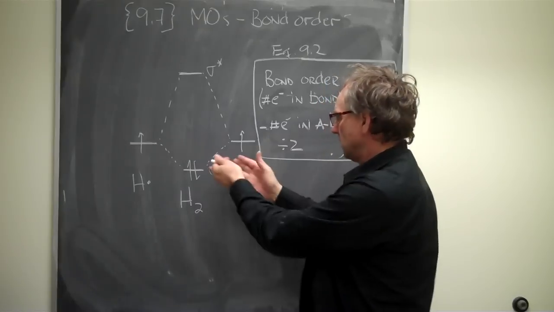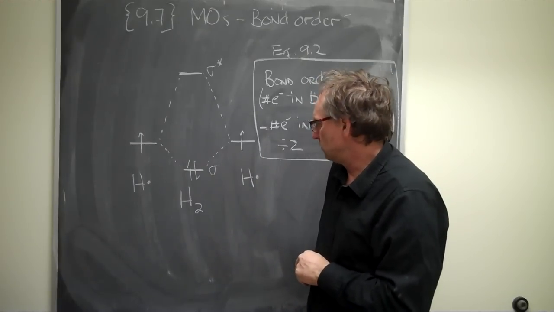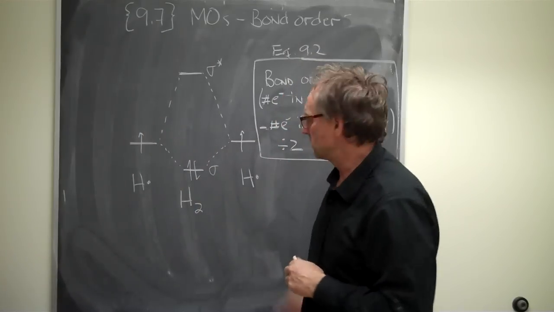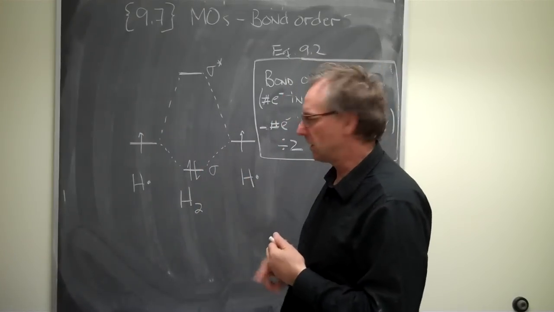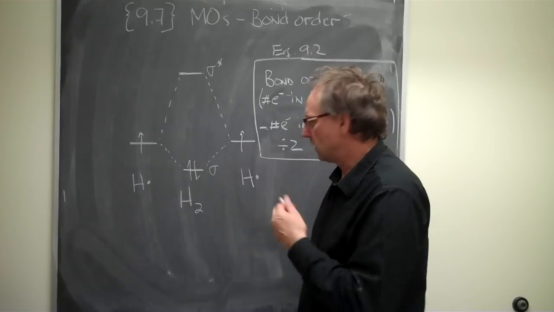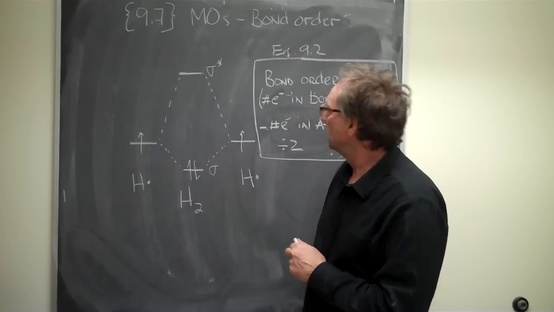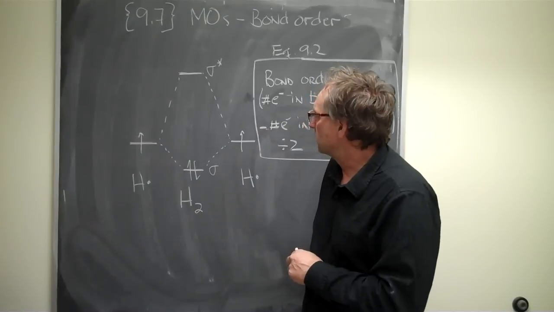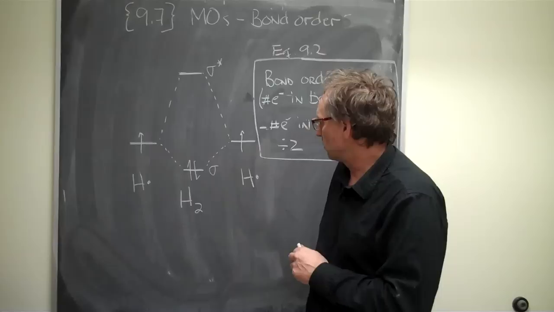Then we understand that this must be a bonding orbital, because it would require energy to pull the molecule apart, because this electron would have to climb up to that energy, and so on. So sigma is a bonding orbital. Sigma star has higher energy than either the orbitals that it came from, so that's an anti-bonding orbital.